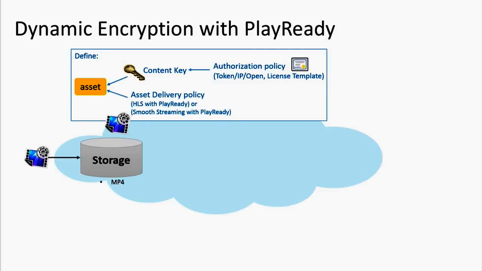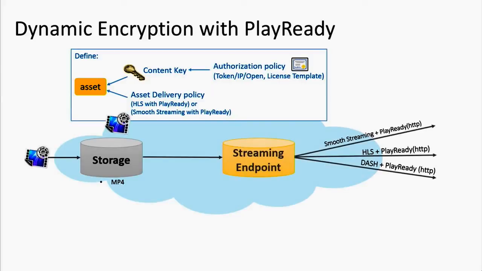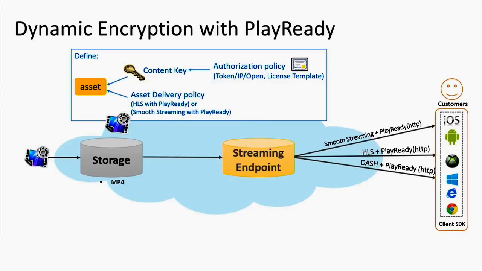After setting the content key, you also need to set the asset delivery policy, which essentially tells us what streaming protocol you want to apply PlayReady encryption upon. After configuring all this, our origin streaming endpoint will deliver encrypted bits on the fly to your player through HTTP. Because the streaming protocol is HTTP, you could use any CDN to deliver the stream on the edge.